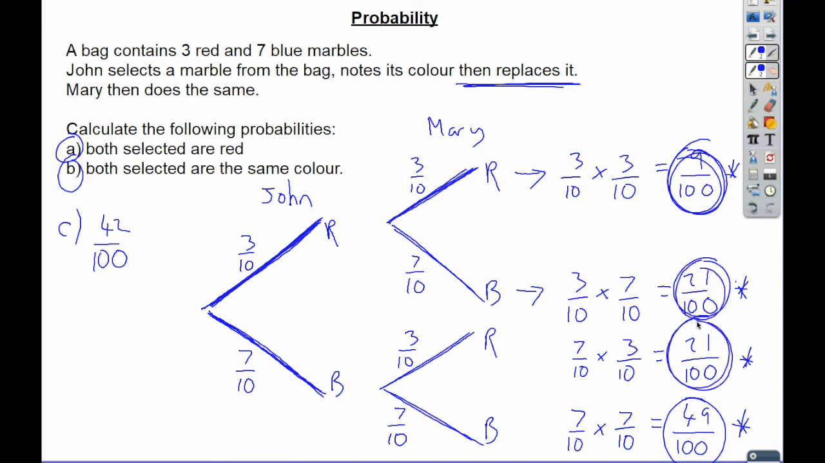By all means, you can simplify your final answers, but there's no need. Okay, if the question doesn't say simplify, then my advice is do not bother. Okay, I'm hoping you understood that. If you didn't, please watch the video again.